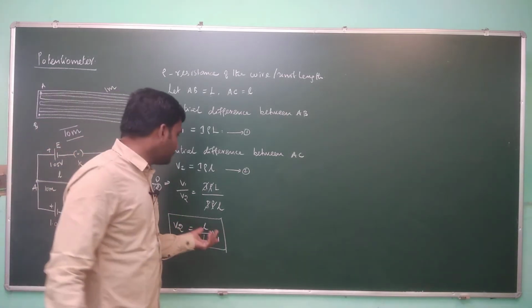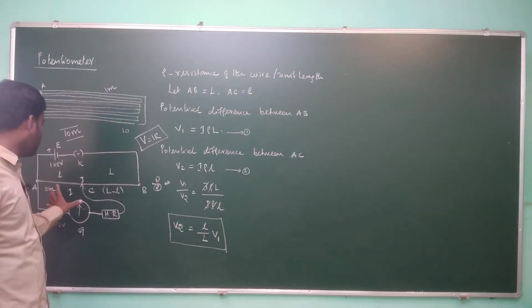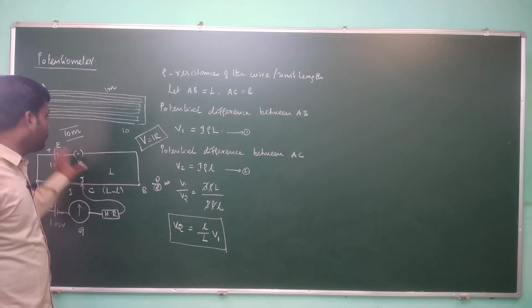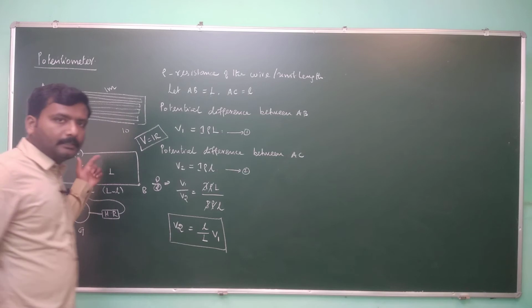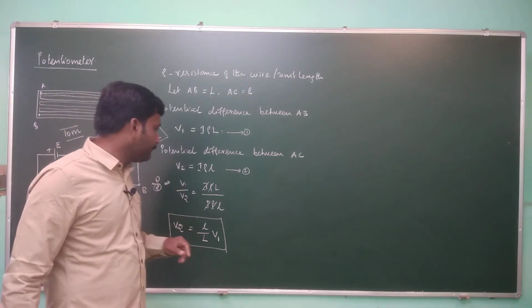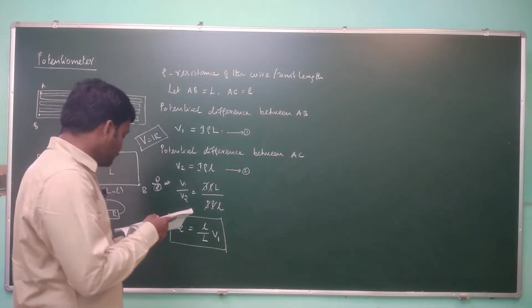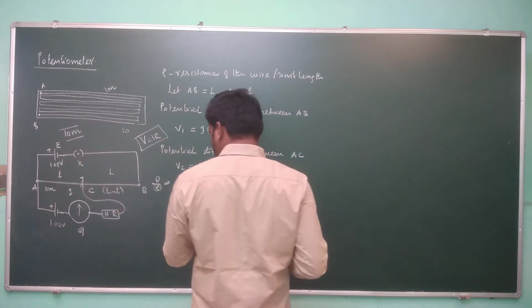In this way you can write what is the potential difference at the balancing point of a given potentiometer for a given resistance and a given battery.